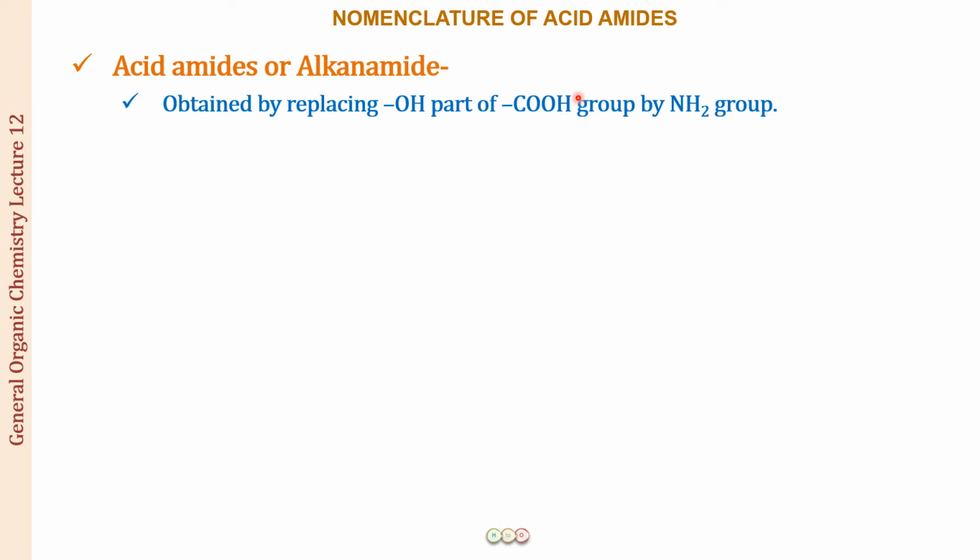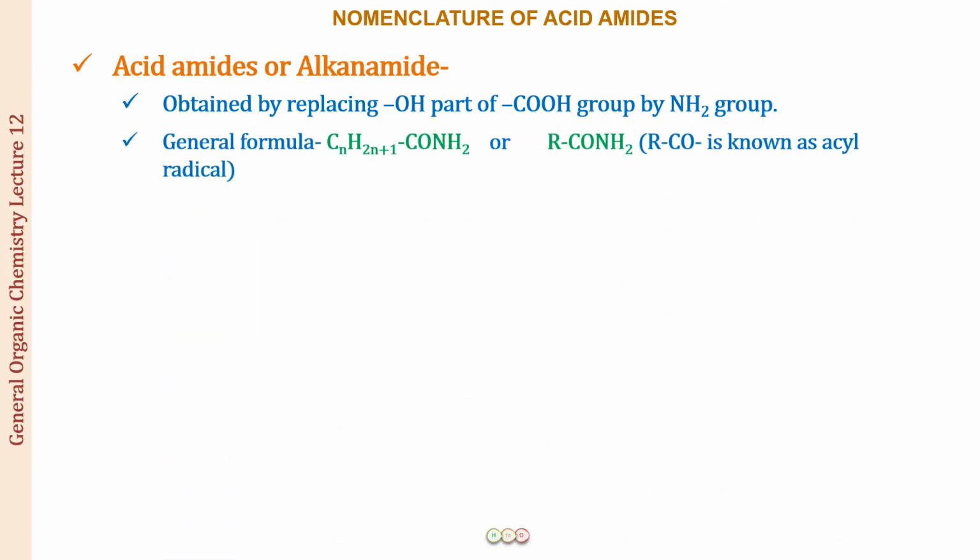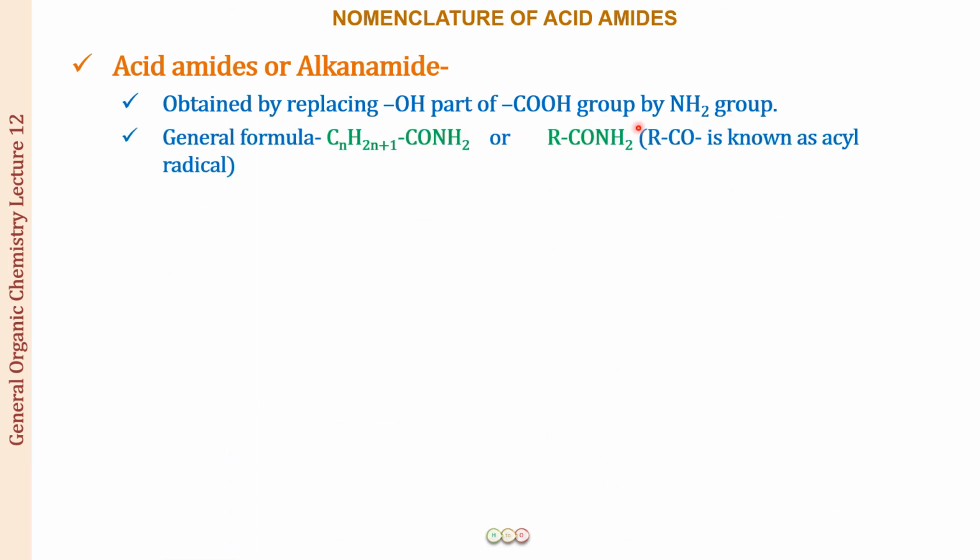We will be learning the names now. They may be sounding difficult now, but by the end of class 11th and 12th, you are going to find that that was the simplest thing in organic chemistry that you had to do. So we have the acid amides or the alkanamides, where we are replacing the OH part of the COOH group by the NH2 group. So here the general formula for the compounds is going to be CnH2n+1CONH2, or RCONH2.